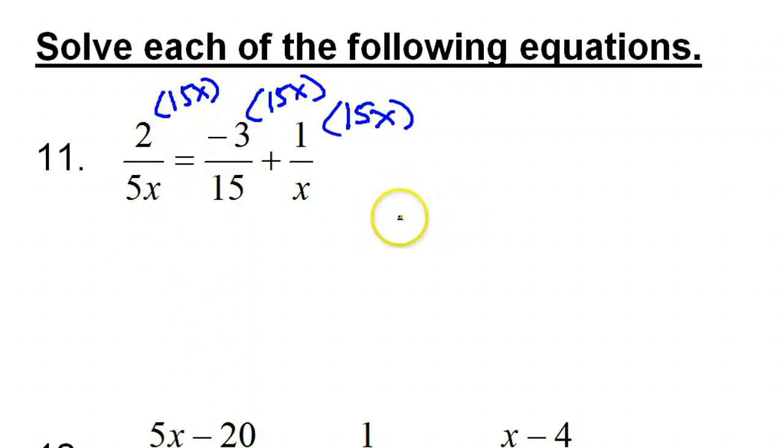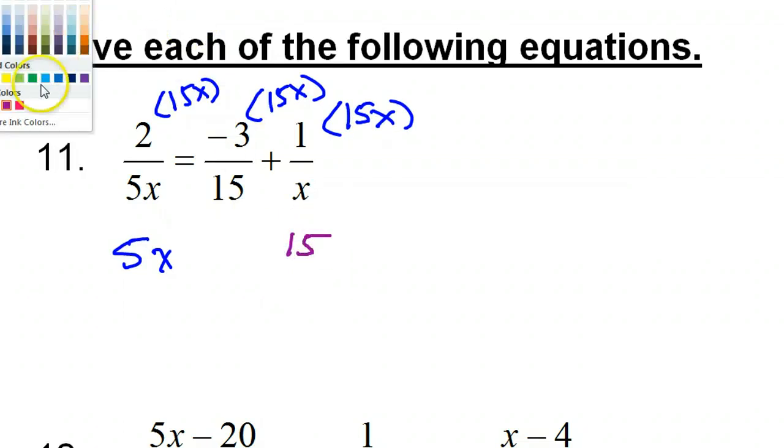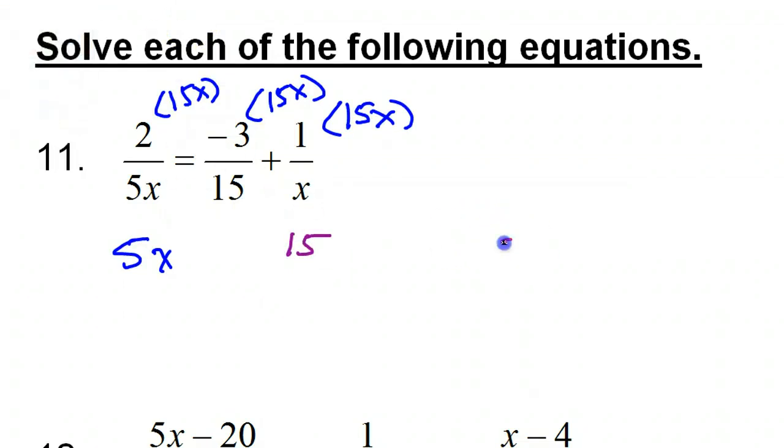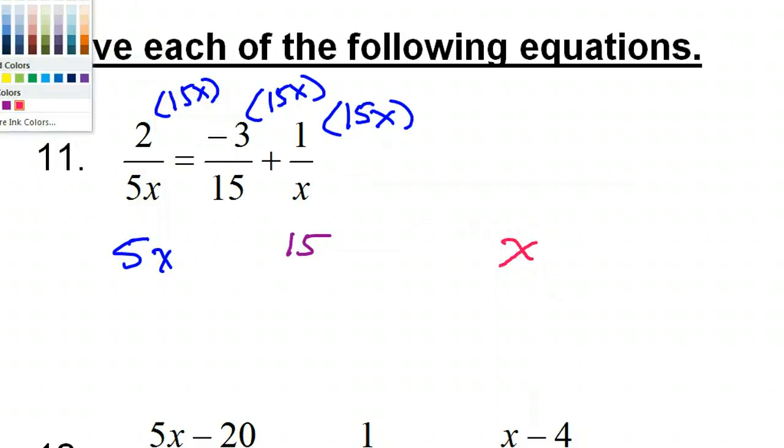If you needed a little bit more breakdown for how I'm getting the 15x, if you don't automatically see that 15x is the smallest thing that will cancel out all the denominators, then you have to look at it this way. Look at each denominator separately. So I've got 5x, I've got 15, and then I've got x. Those are my three denominators. We need to make these all be the same thing, and all we can do to change them is multiply.